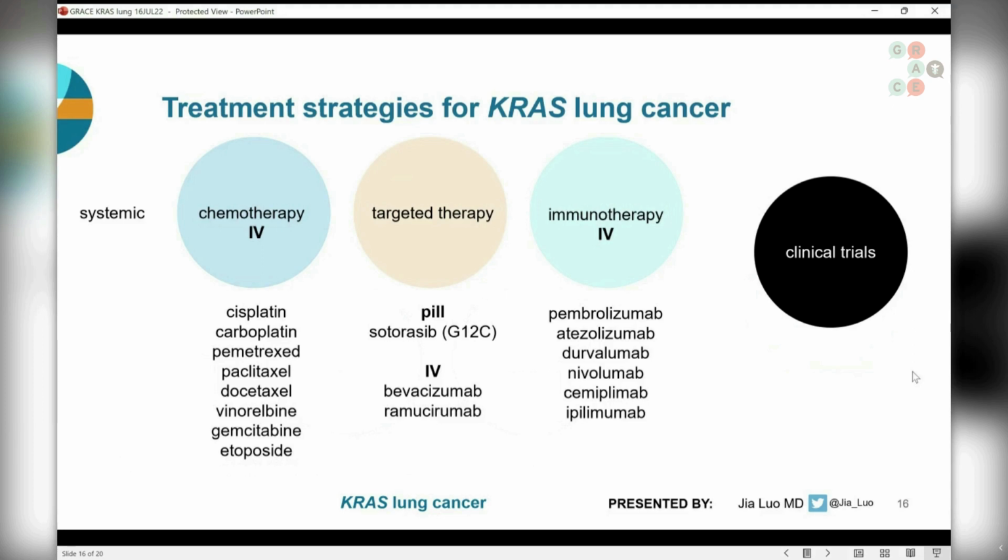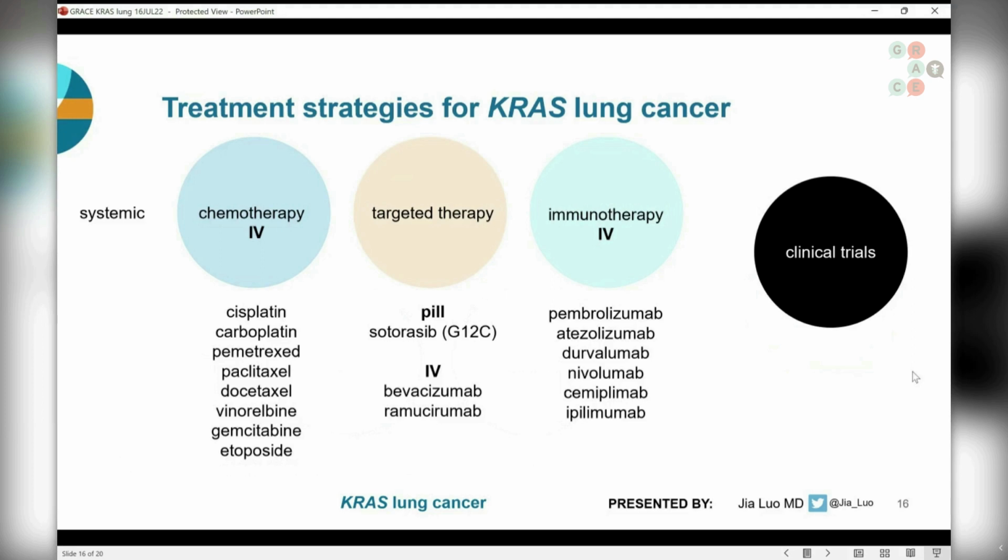The middle section, the targeted therapy, where now we have sotorasib, our first KRAS G12C targeted pill. We also have these two other IV medicines that target blood vessel growth that sometimes are given in KRAS lung cancer. And finally, KRAS lung cancer does respond to immunotherapy. And so there are several immunotherapies that might also be given for KRAS lung cancer.